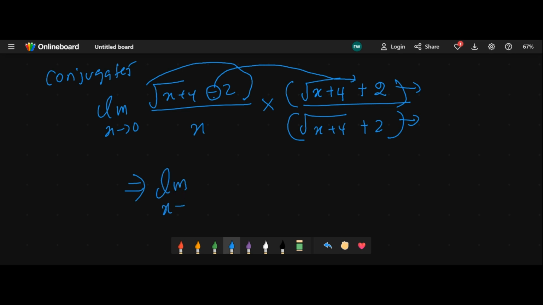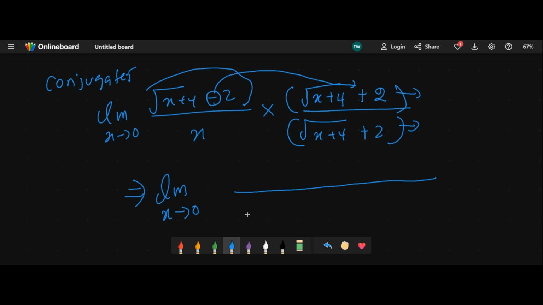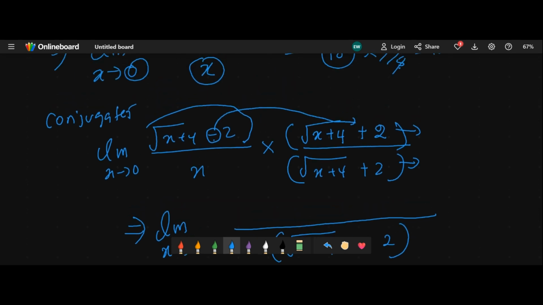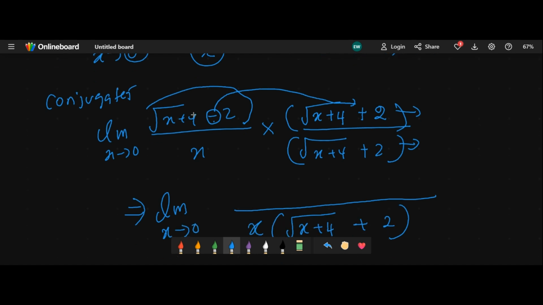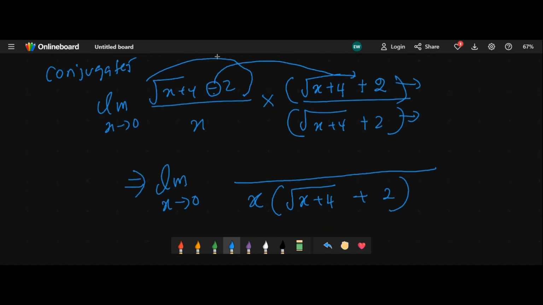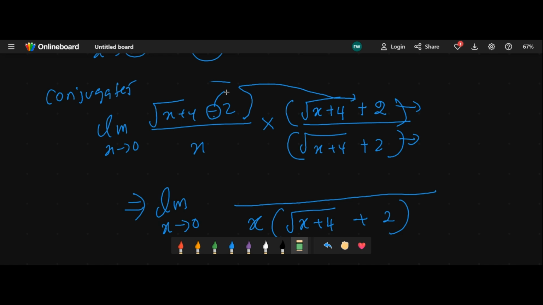Limit x approaches 0. Now we'll multiply this. The denominator means the down part, and the numerator means the upper part, in case you don't know. So the denominator is x into square root of x plus 4 plus 2. In the upper part, the numerator, it is going to simplify very easily. See here. One minute. I will raise this arrow mark so it will be clear. We'll take another color.